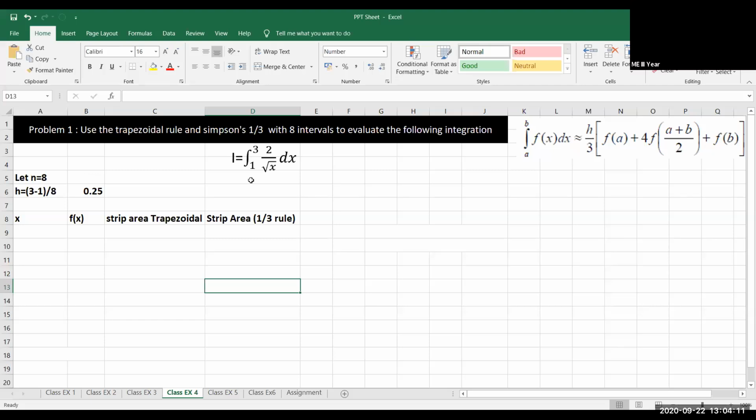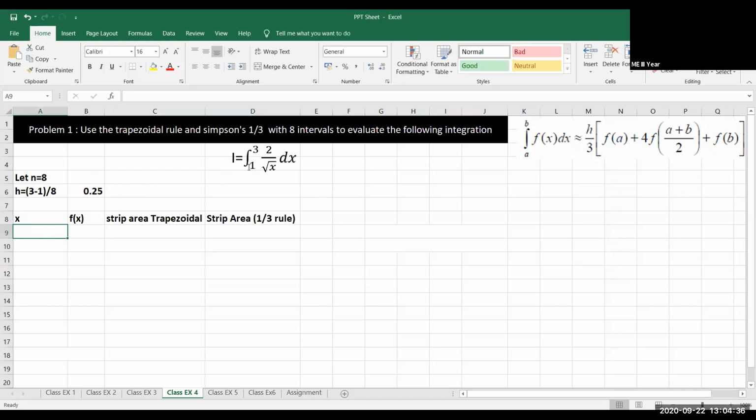So the n value is 8, and you just have to find the h value, meaning the delta value. How to find it? b minus a by n. We have shown the previous formula in the PPT slide. b is the upper limit minus the lower limit, divided by n. So the total n value is 8, that's why we have divided by this. So this is our delta value.